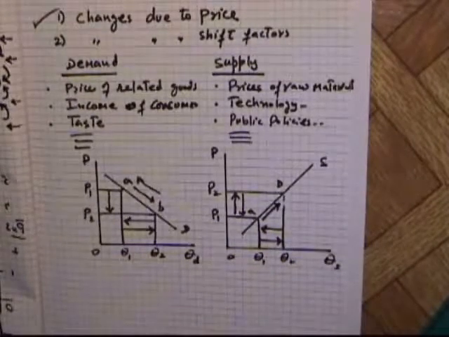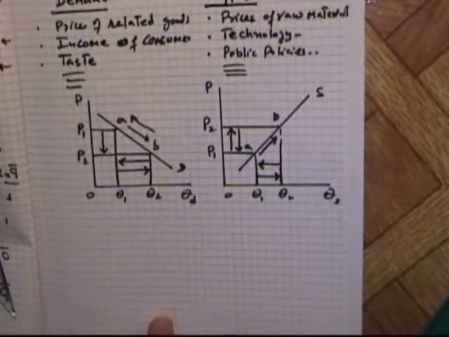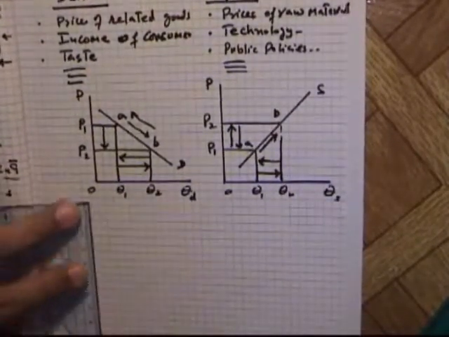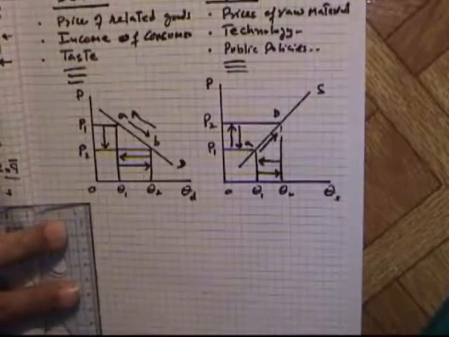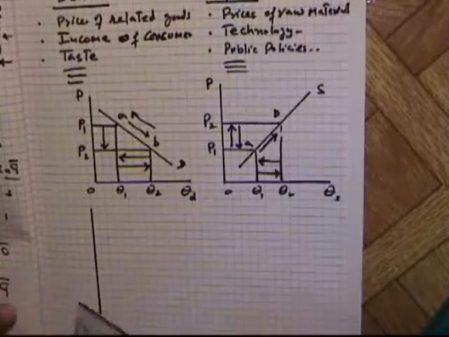The other type of changes are changes due to shift factors. Shift factors mean these factors are going to shift the position of the demand curve and supply curve.